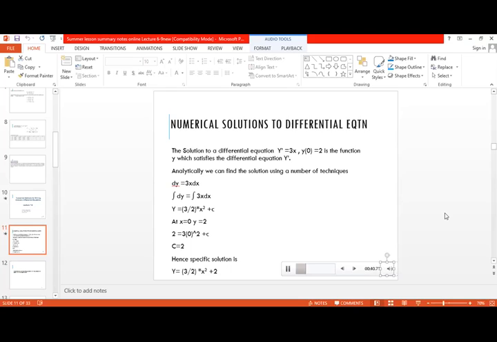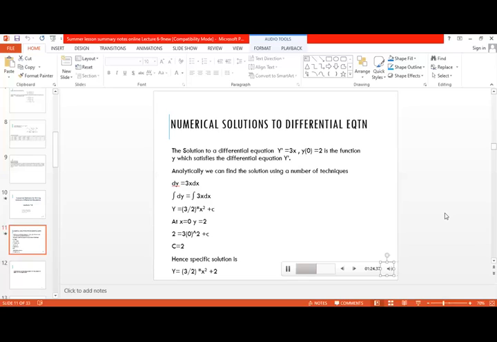Okay, good. So we're saying that the solution to this system should be a function y which satisfies the differential equation y prime. To solve this analytically, we can find a solution using a number of techniques, depending on the form in which the equation can be put. So we can use the exact methods, the separable methods, the integrating factor approach, etc. Looking at this equation, we can easily separate it into the function of y and g of x. So dy is equal to 3x dx.